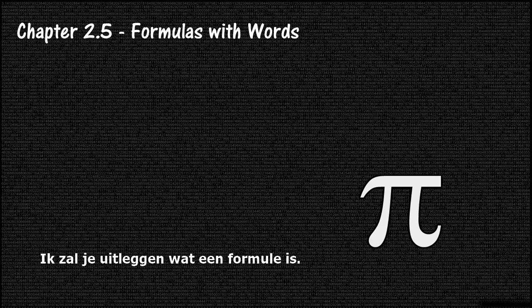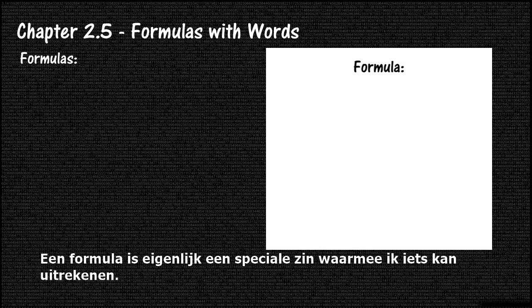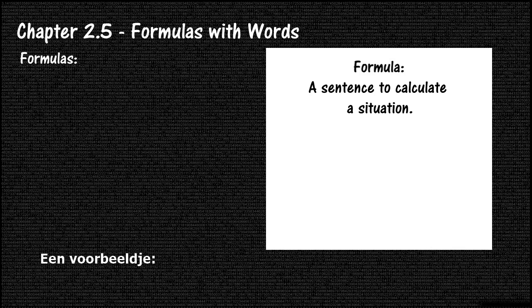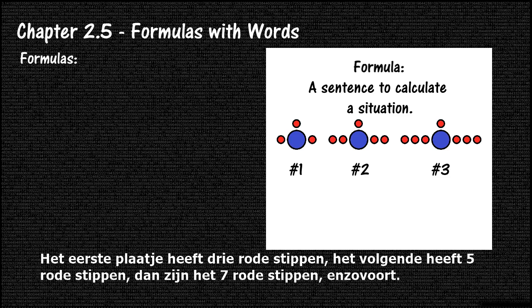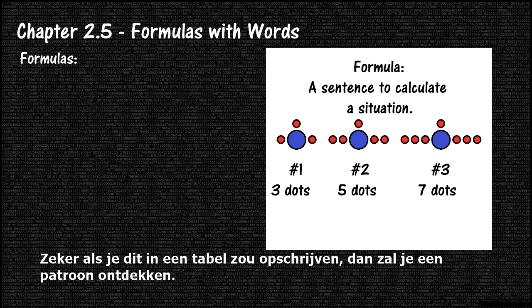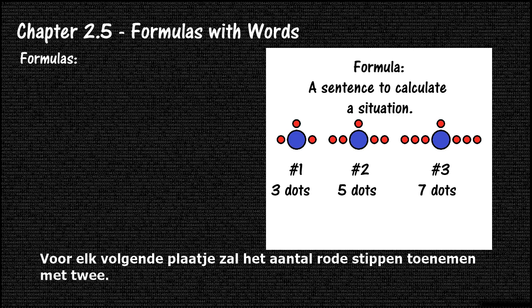Let me tell you what a formula is. A formula is a special sentence with which you can calculate something. For example, if I were to show you these pictures, you might notice that there is a certain pattern between the pictures. The first picture has 3 dots, the following picture has 5 dots, then there are 7 dots, and so on. Especially when writing this in a table, you will notice a pattern. For each following picture, the amount of red dots increases by 2.